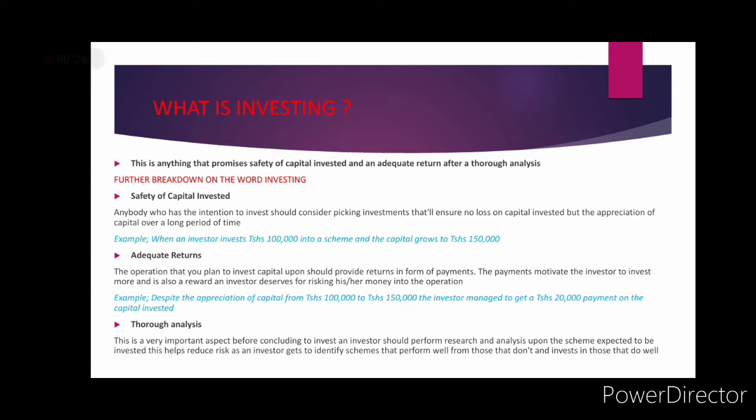So technically, investing is anything that promises a safety of capital invested and adequate returns, but after a thorough analysis. So then let me review this definition one more time. This is anything that provides a safety of capital invested and an adequate return, but after thorough analysis. So then from this key definition, once we break it down, we're going to get three main aspects. That's safety of capital invested, adequate returns, and thorough analysis.